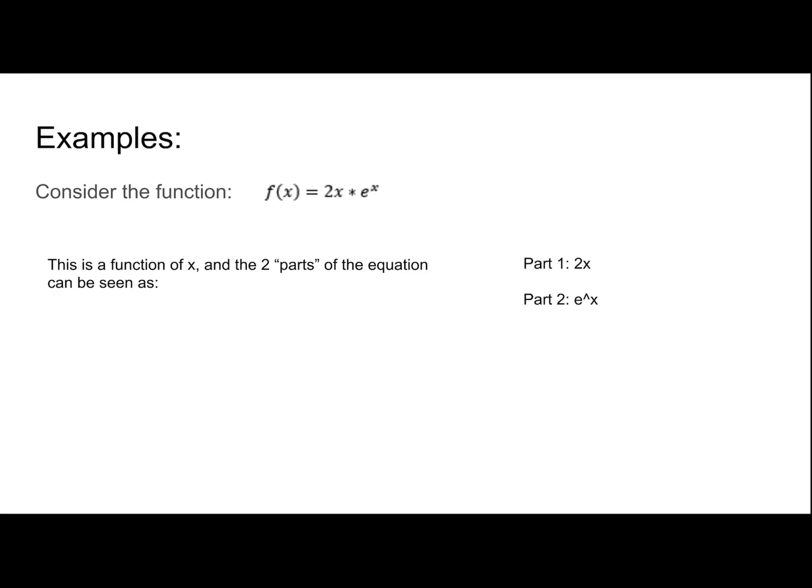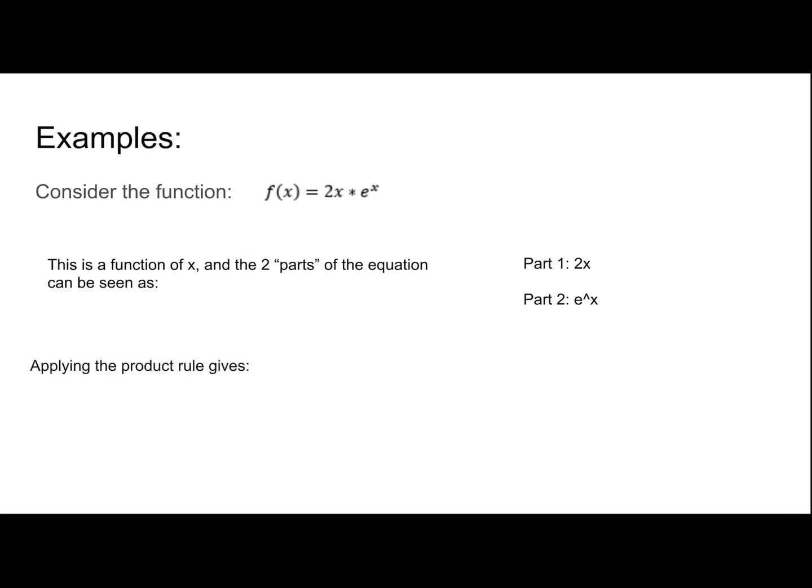Alright, so here are a couple examples. So consider the function f of x equals 2x times e to the power of x. Looking at this equation, we can see that this is a function of x because it's f of x, and that the two parts of the equation are, part 1, 2x, and part 2, e to the power of x. So once we see these two parts, we can directly apply the product rule.